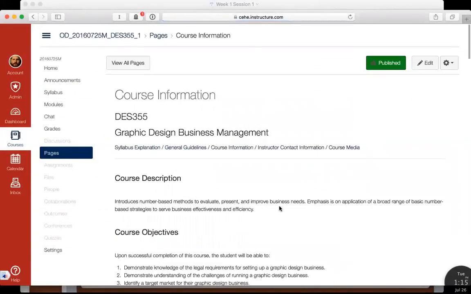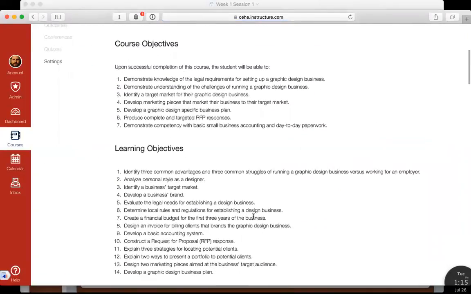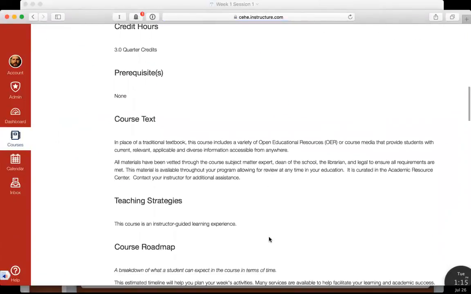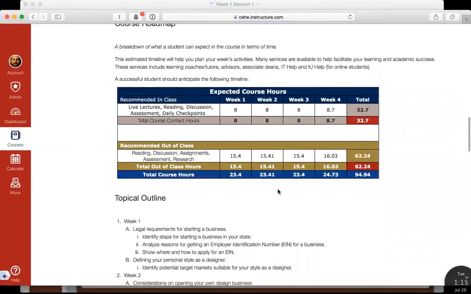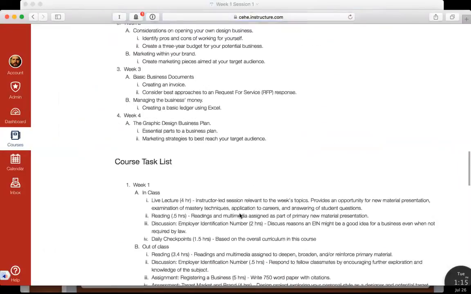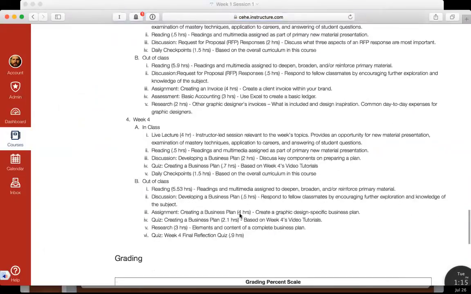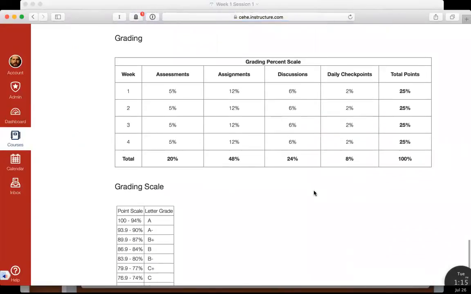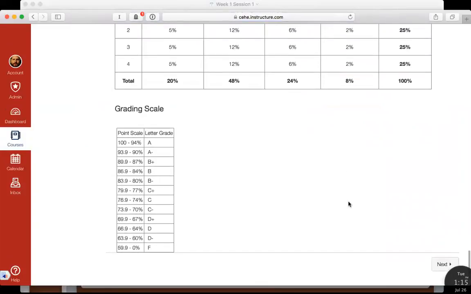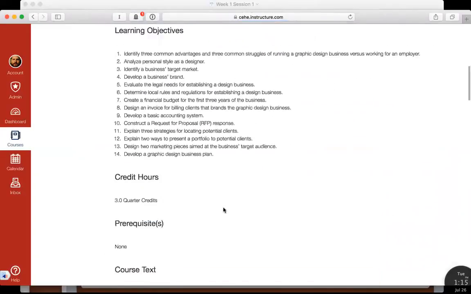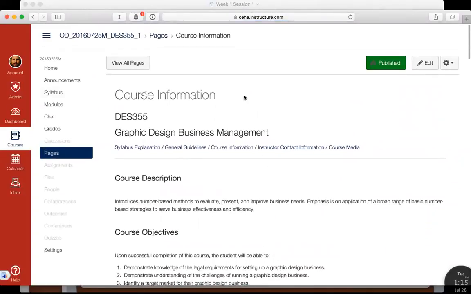Under course information, you'll have the course objectives, the learning objectives, and the breakdown as far as how long to expect things to take, and the weight as far as how much of your grade is impacted by certain assignments, and the grading scale, so you can convert your percentage to a letter grade if you need to. All that information is in here.